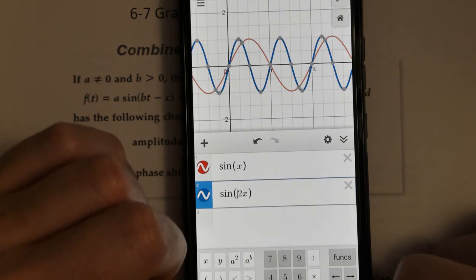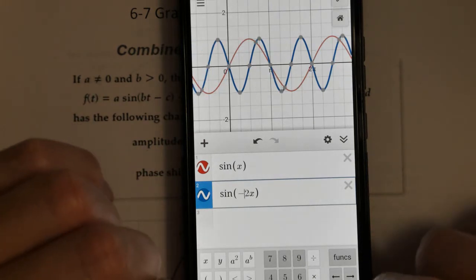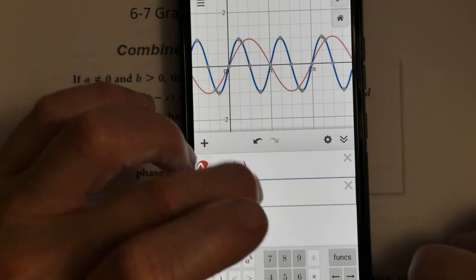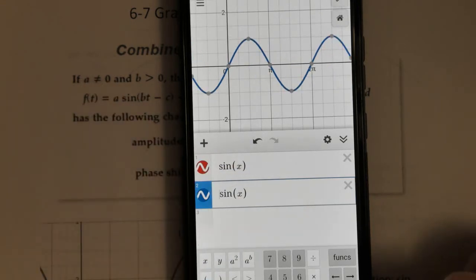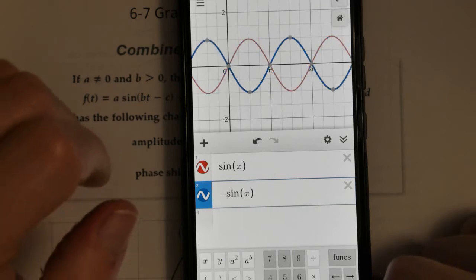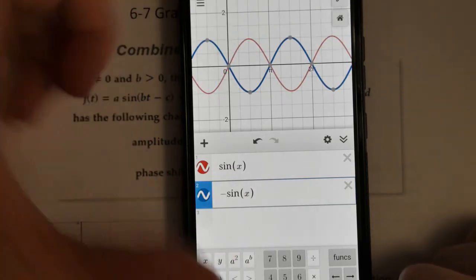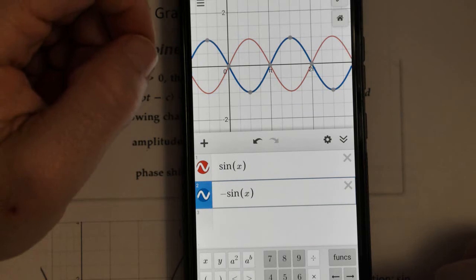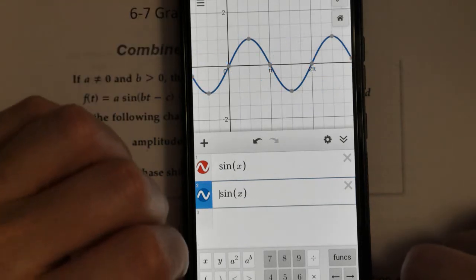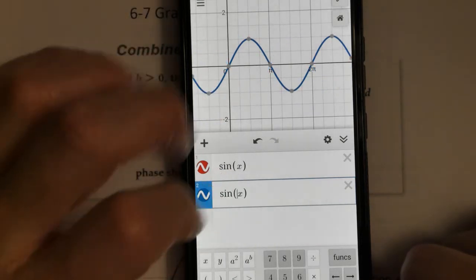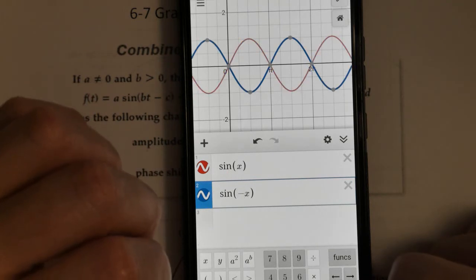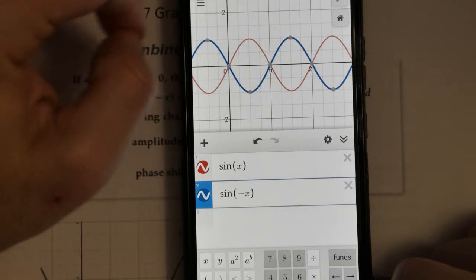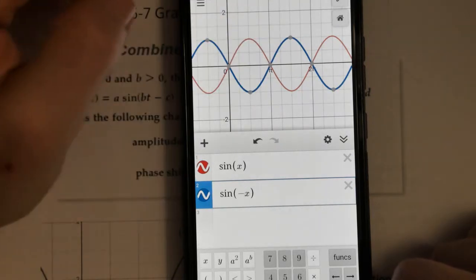If I make that negative, okay, wait a minute, let me address this first. If I make the value of a negative, then it flips it over the x-axis. Reflection over the x-axis by making your a value negative. If I make the b value negative, then it is going to flip it over the y-axis. Okay, reflection over the y-axis.